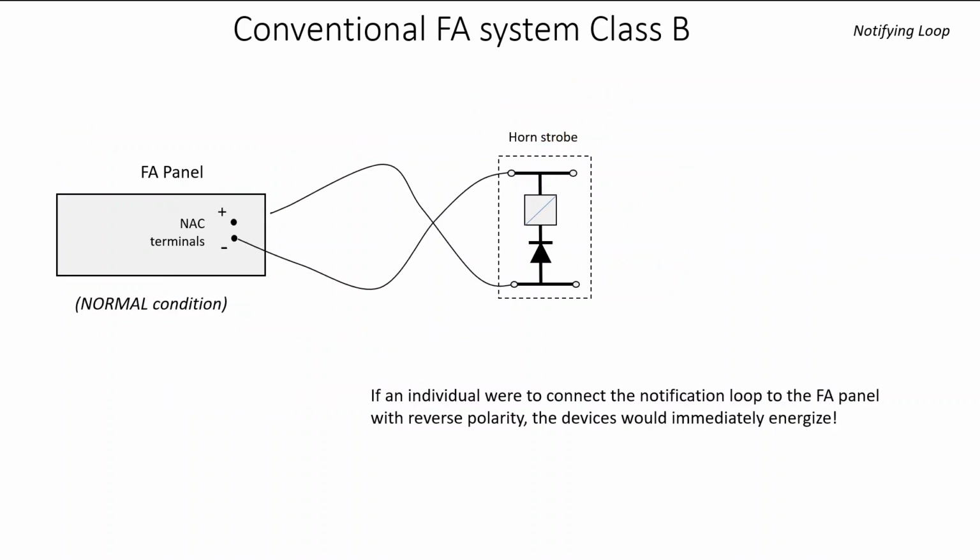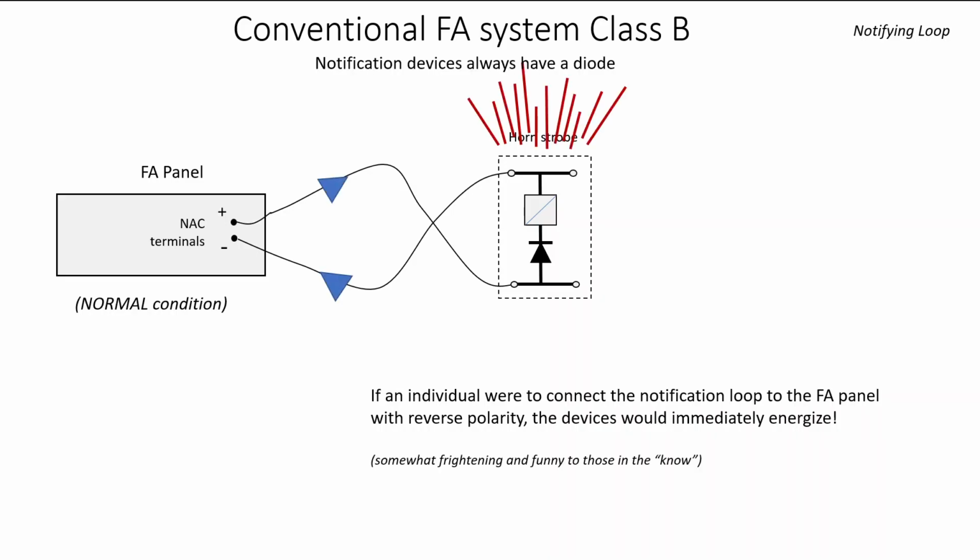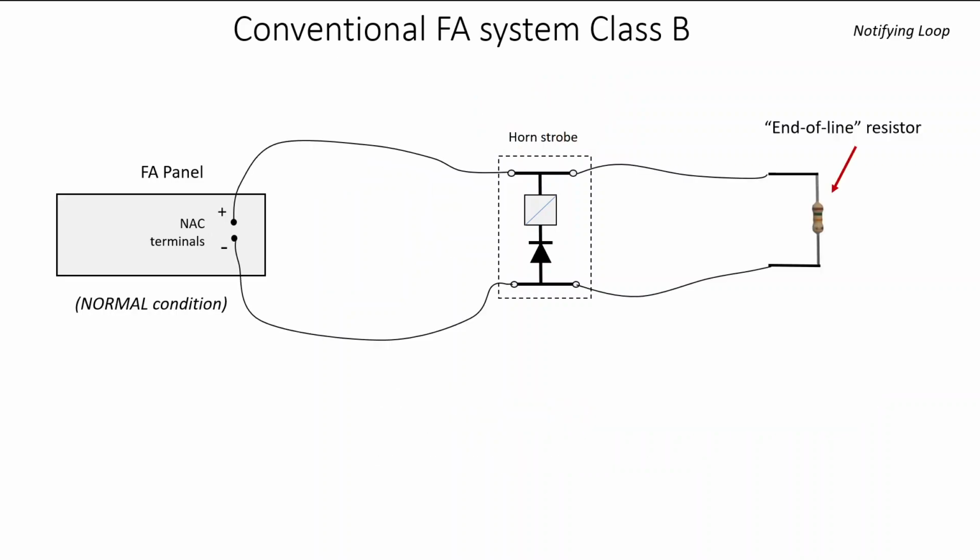What's interesting is that if an individual were to connect the notification loop to the fire alarm panel with reverse polarity to begin with, the very first time it's turned on, all of the notification appliances would then sound, and it would be rather funny. Now, the real system, as in the notification appliance circuit, will always have an end-of-line resistor for Class B. Class B simply means that we have an end-of-line resistor in the circuit.